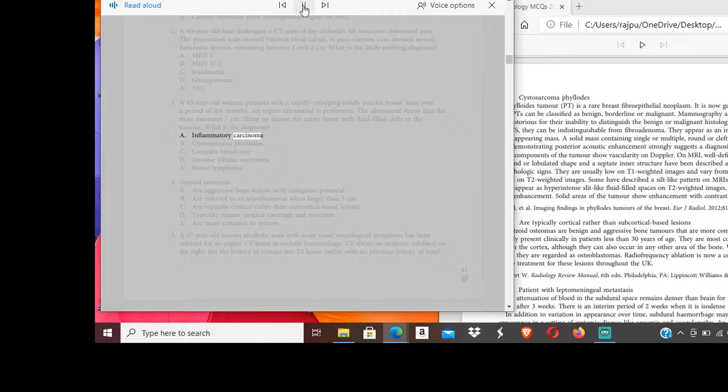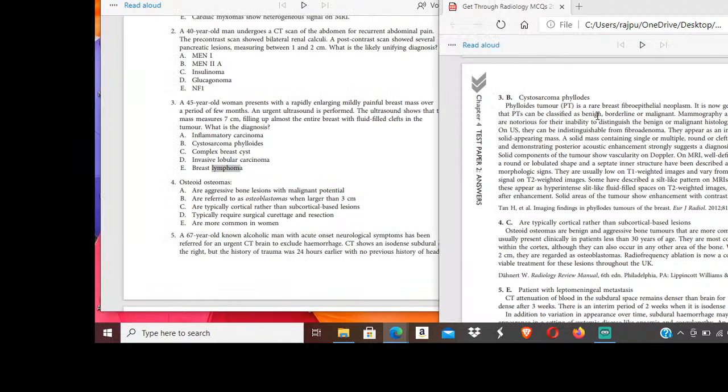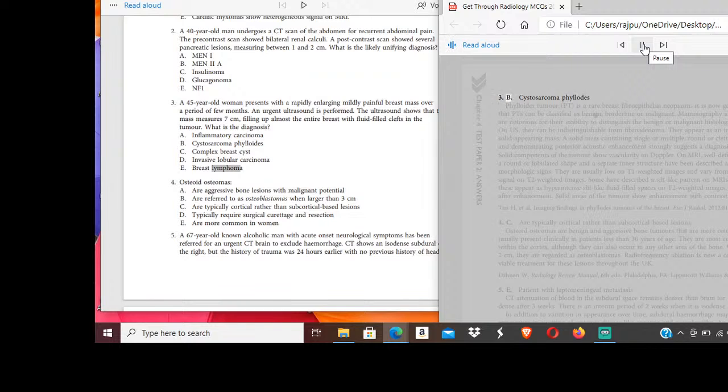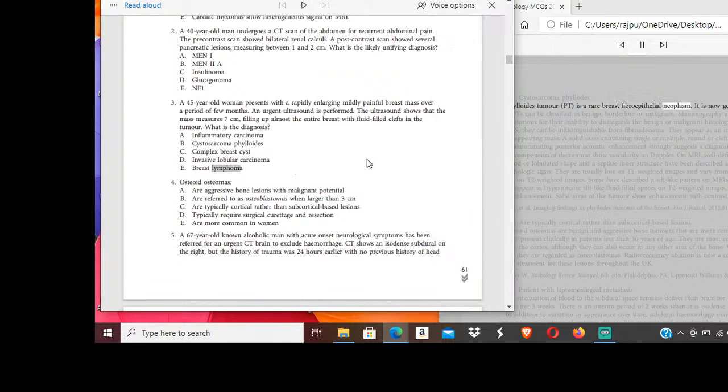A. Inflammatory carcinoma. B. Cystosarcoma phyllodes. C. Complex breast cyst. D. Invasive lobular carcinoma. E. Breast lymphoma. 3. B. Cystosarcoma phyllodes. Phyllodes tumor, PT, is a rare breast fibroepithelial neoplasm.